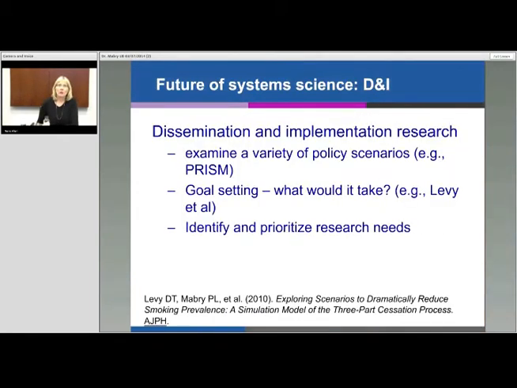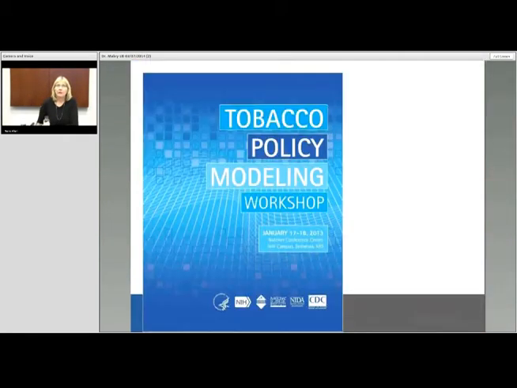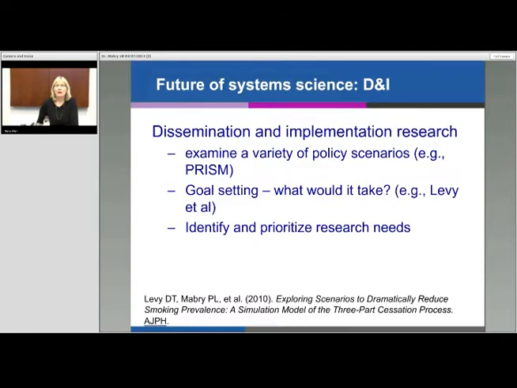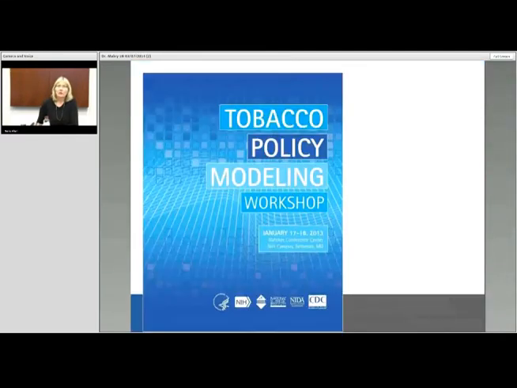So there's training available. I don't have time to go through these because I think I'm out of time. But there's a lot more that could be done in dissemination and implementation research. If you're interested in goal setting, such as Healthy People 2020, pick your year, look at the Levy paper. It's David Levy, myself, and others in an AJPH 2010 article, and it could be used to identify and prioritize research needs.